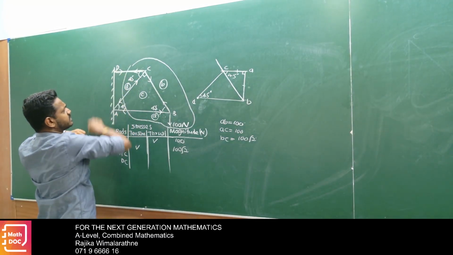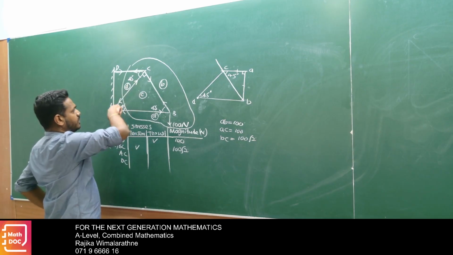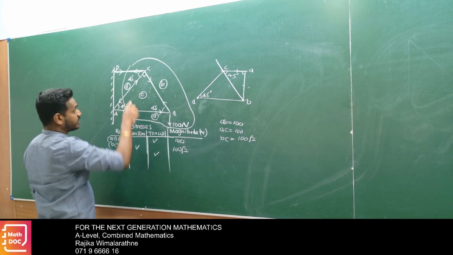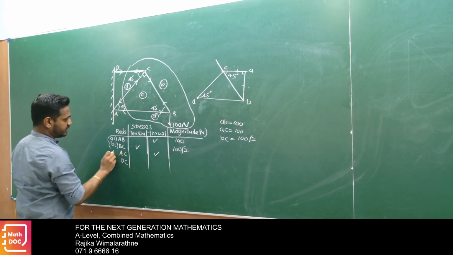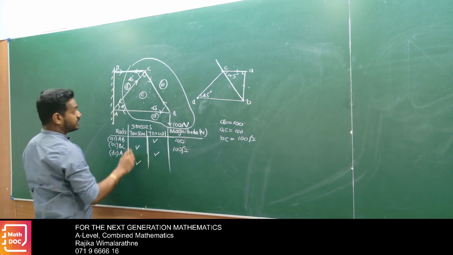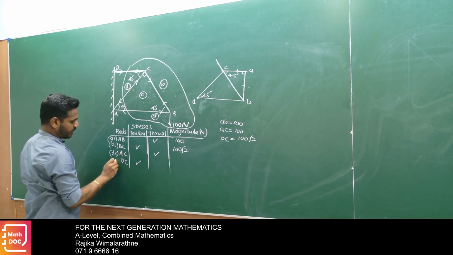Then opposite directions. Here AC rod, AC rod is its thrust. So here DC, DC rod, it is tension. So DC rod is represented by BD, no? Here this region BD.